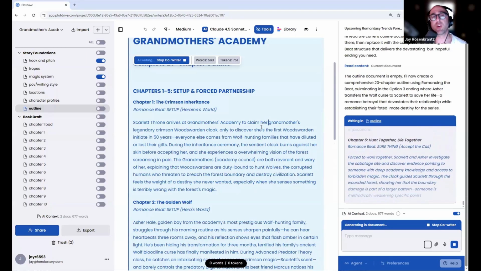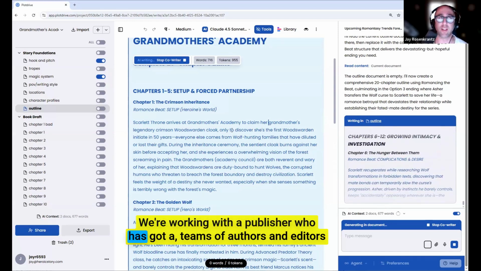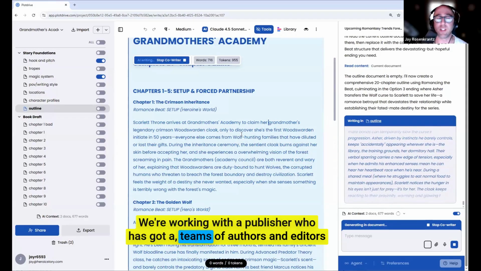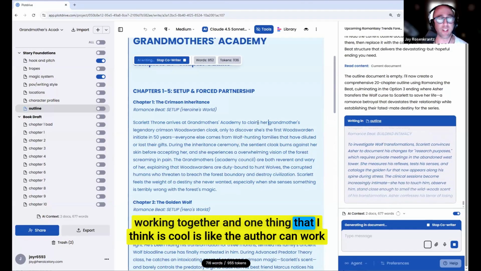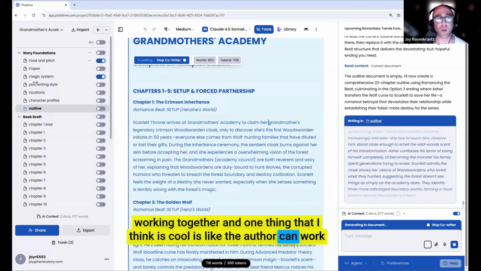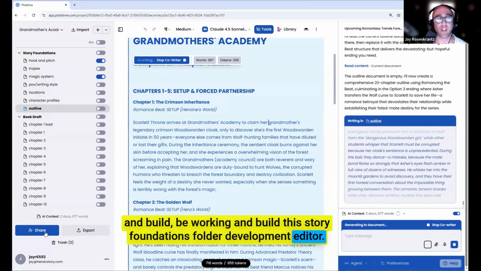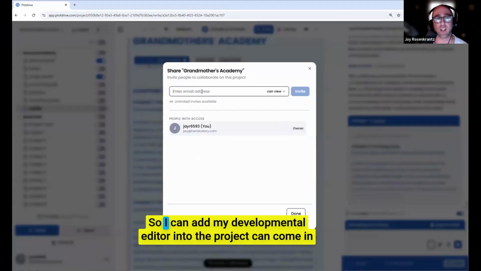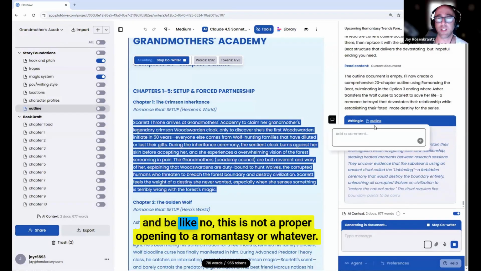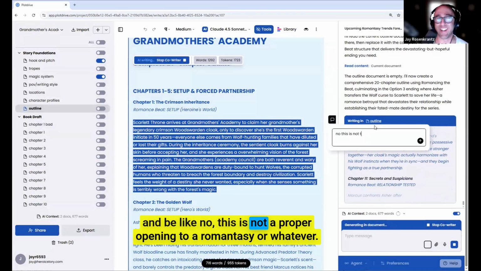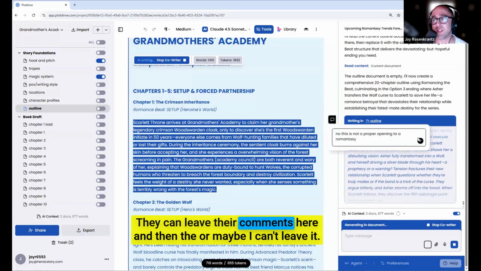We're working with a publisher who has teams of authors and editors working together. One of the things I think is cool is that the author can be working and building this story foundations folder. You can share a project, right? So I can add my developmental editor into the project, and they can come in and say, no, this is not a proper opening to a romantasy or whatever. They can leave their comments here.